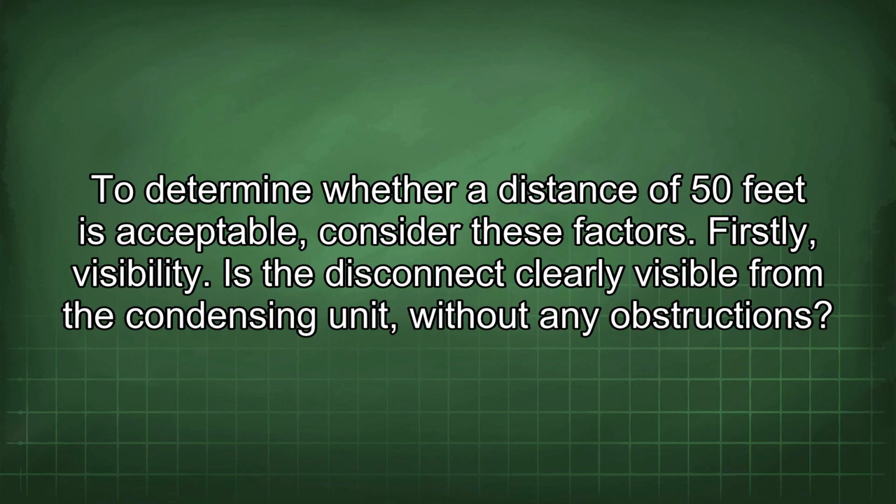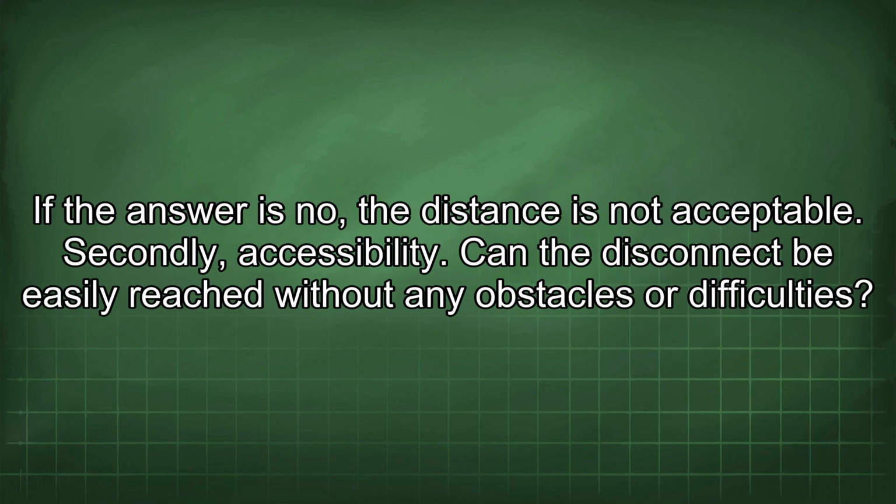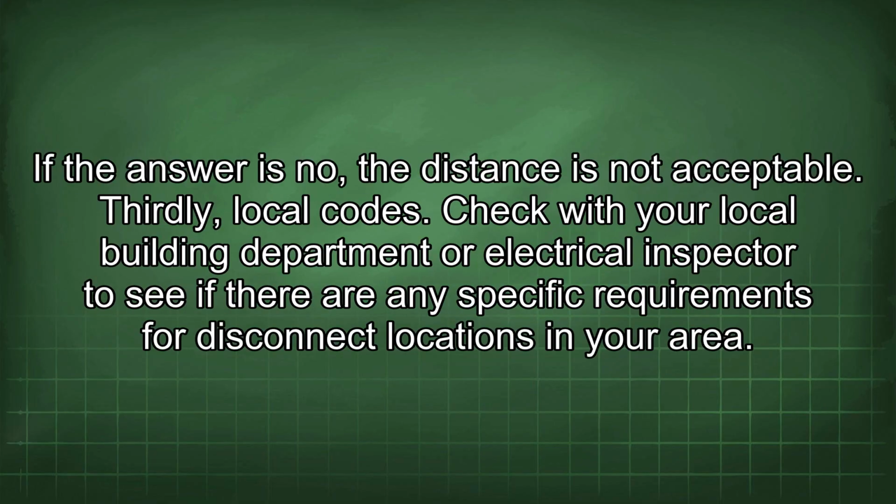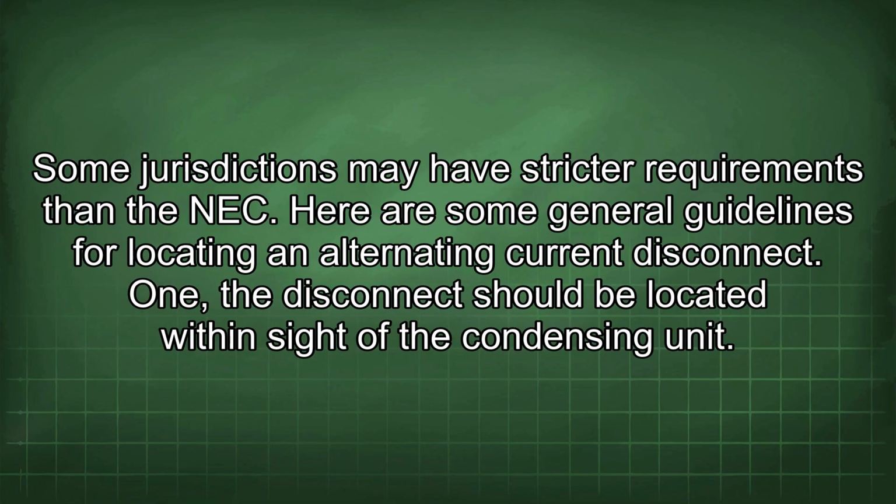To determine whether a distance of 50 feet is acceptable, consider these factors. Firstly, visibility. Is the disconnect clearly visible from the condensing unit, without any obstructions? If the answer is no, the distance is not acceptable. Secondly, accessibility. Can the disconnect be easily reached without any obstacles or difficulties? If the answer is no, the distance is not acceptable. Thirdly, local codes. Check with your local building department or electrical inspector to see if there are any specific requirements for disconnect locations in your area. Some jurisdictions may have stricter requirements than the NEC.